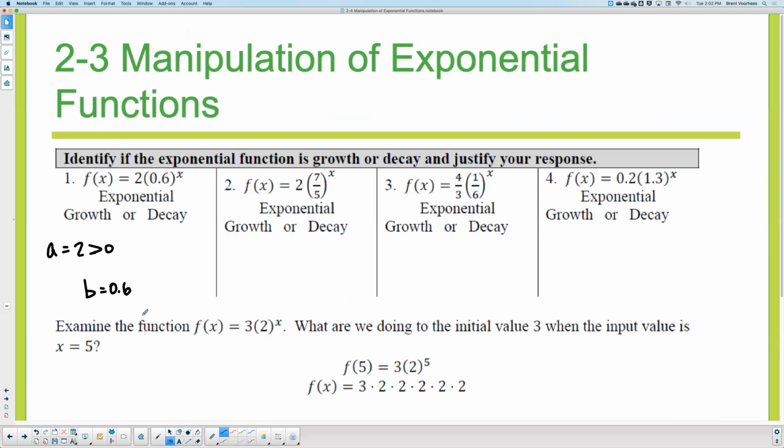The option was the base is either greater than 1 or is between 0 and 1. Is 0.6 greater than 1 or in between 0 and 1? In between 0 and 1. Okay, so that's why I said you scoot it over, because we're going to have 0 is less than B, which is less than 1. So find the square that has A being greater than 0 and B being between 0 and 1.